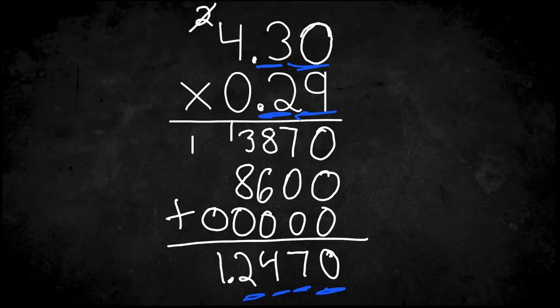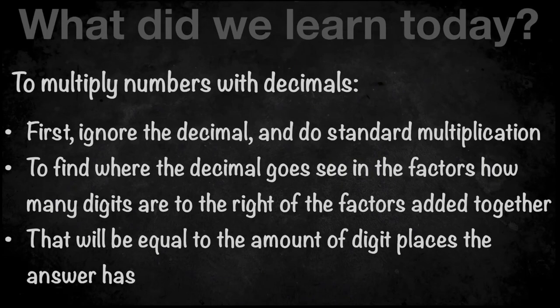Now that we have solved this problem, let's review what we learned today. We learned to multiply numbers with decimals. First, ignore the decimal and do standard multiplication. To find where the decimal goes, see how many digits are to the right of the decimals in the factors. Added together, that will be equal to the number of decimal places the answer has.